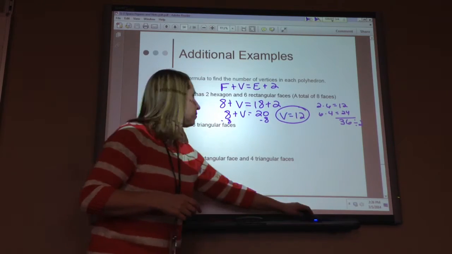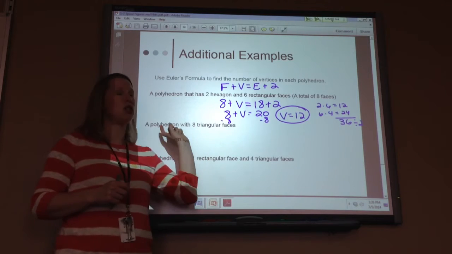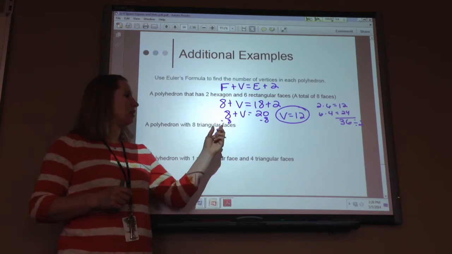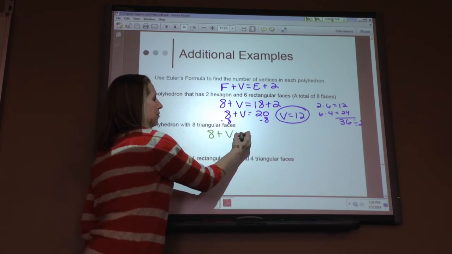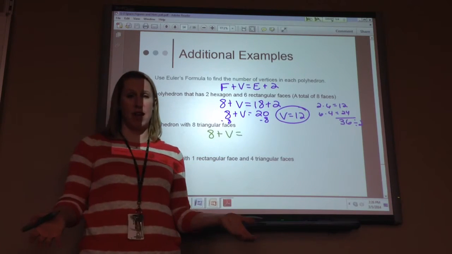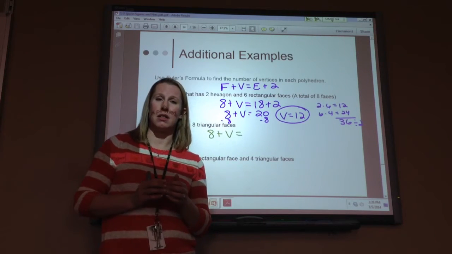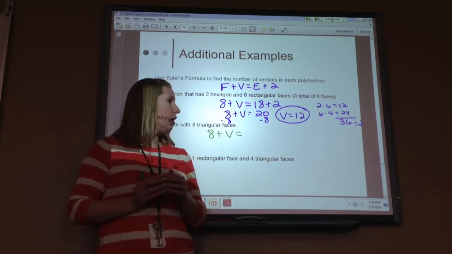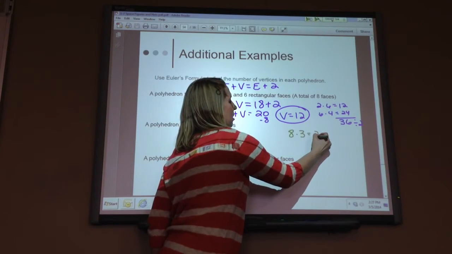Let's try another one. This one I have a polyhedron with 8 triangle faces. So we know there's 8 faces again. So I'm going to do 8 plus v. Now I can figure out the number of edges. So if there are 8 triangle faces, how many sides is a triangle? Well, there's 3 sides in a triangle. So 8 times 3 is 24.